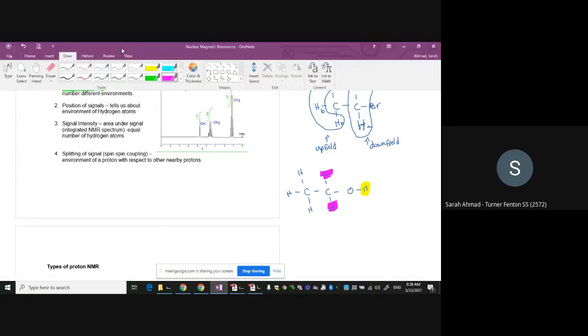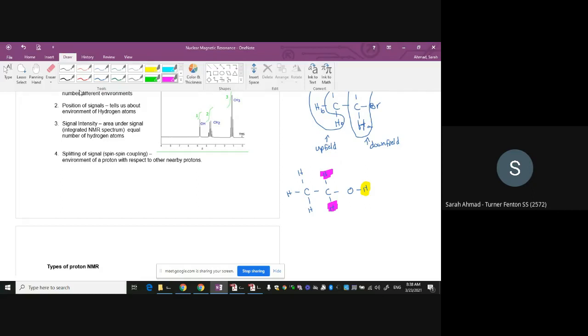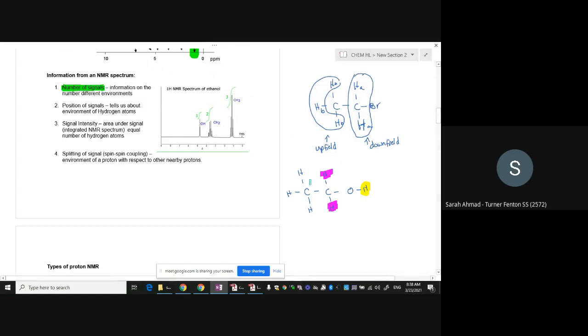And the carbon that's furthest away from the oxygen being present feels the least deshielded, right? Because the oxygen is so far away. So I can say that I have 3 environments. There they are, 1, 2, 3. Okay. Now, the position of the signals we've already talked about.